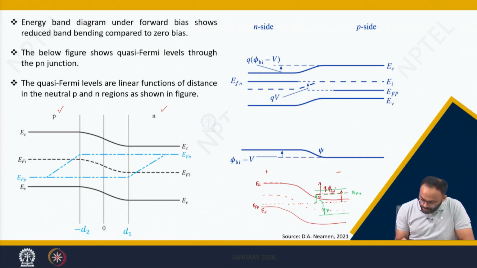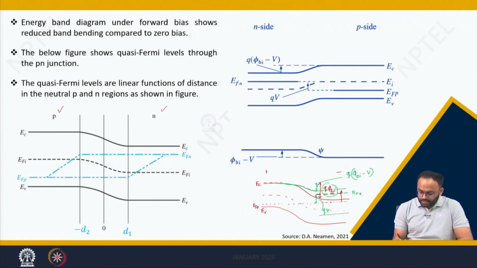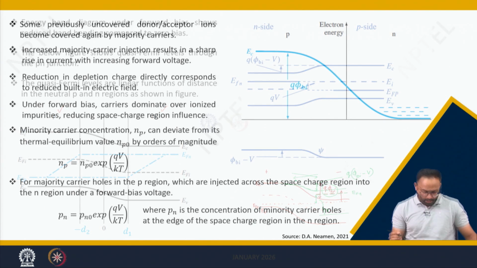If you now see, the potential barrier height is reduced. Earlier the potential barrier height was Q into phi bi, but the new barrier height is Q into phi bi minus V. This gives rise to current flow across the p-n junction. When the barrier height is reduced, a huge amount of electrons will diffuse to this side and holes will diffuse to this side, and hence current starts to flow in the p-n junction.